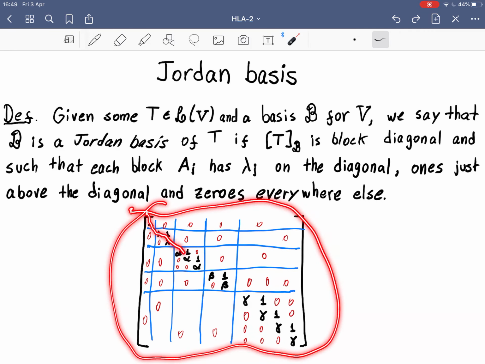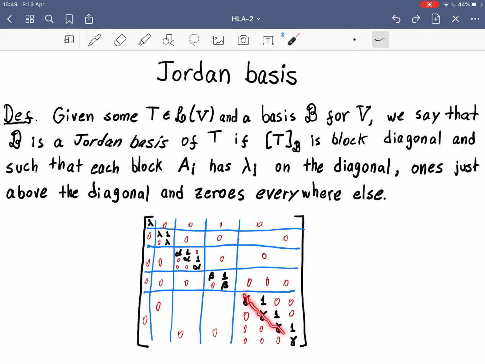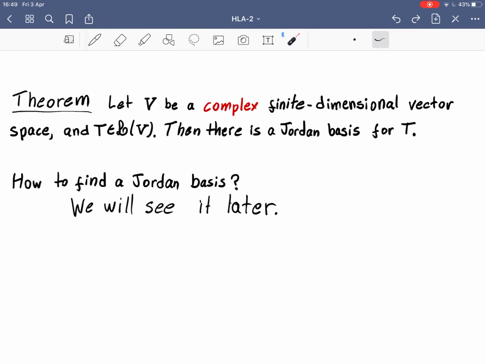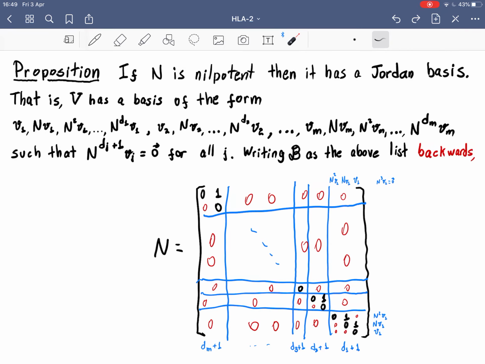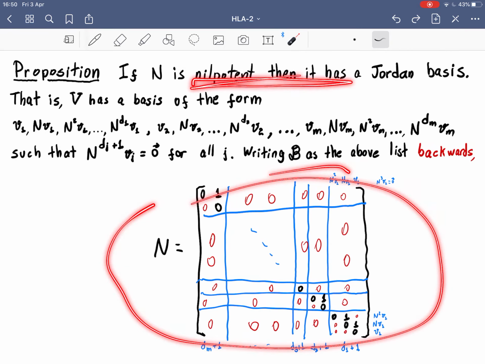So eigenvalues on the diagonal and blocks that have all the same eigenvalue. So inside each block the eigenvalue is the same. Different blocks can have the same eigenvalue, such as these two here, and ones just above the diagonal on each of these blocks. So this is the theorem. The theorem says there exists such a basis. The proposition says this is true for nilpotent operators.